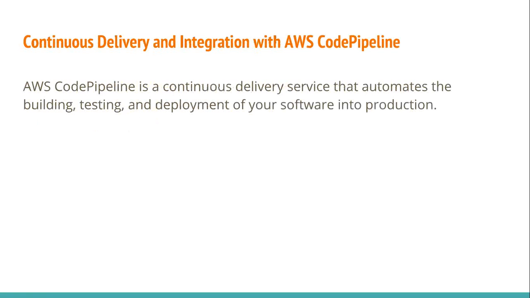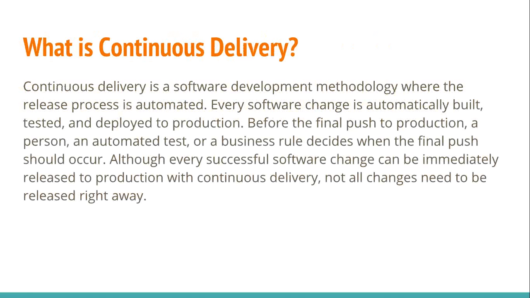AWS CodePipeline is a continuous delivery service that automates the build, test, and release deployment process of your software to the production environment. Okay, so here we have to know what continuous delivery is and what continuous integration is. Continuous delivery is a software development methodology where the release process is automated.